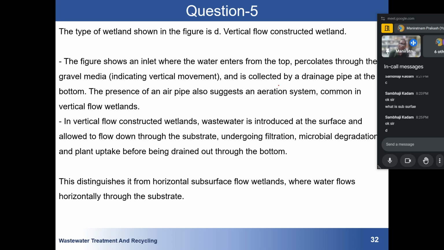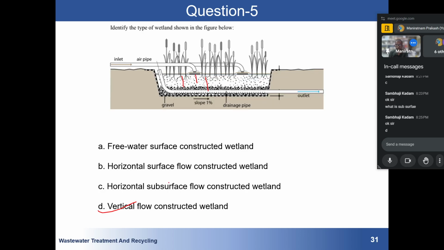This figure shows where the water enters from the top, percolates through the gravel media, and is collected by the drainage pipe at the bottom. The presence of air also suggests the aeration system common in the vertical wetland. In vertical flow constructed wetland, wastewater is introduced to the surface and allowed to flow down. So D will be the correct answer.